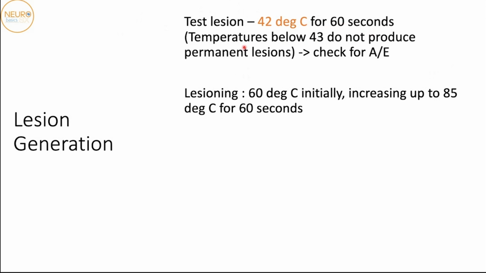This is because temperatures which are below 43 degrees Celsius will not produce any permanent lesions, but they will produce some temporary lesions. So we are able to check for adverse effects with this temperature. After that, we will first produce a lesion at 60 degrees Celsius initially. And once we are sure that there is no side effects, we can produce a lesion at 85 degrees Celsius for 60 seconds.